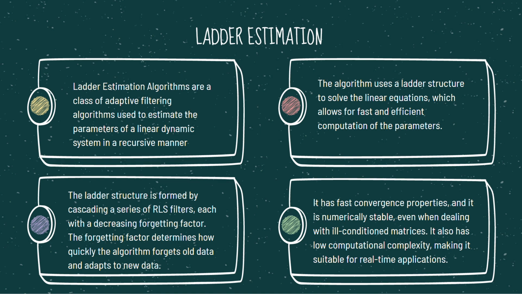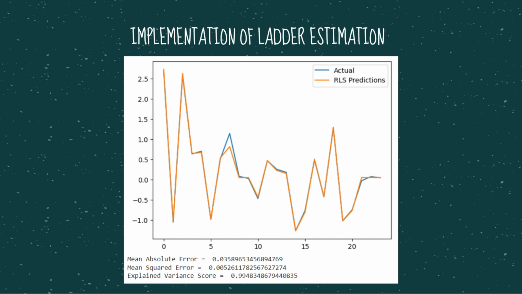Let's have a look at the ladder estimation algorithm on recursive least squares. Ladder estimation algorithms are a class of adaptive filtering algorithms used to estimate the parameters of a linear dynamic system in a recursive manner. The algorithm uses a ladder structure to solve the linear equations, which allows for fast and efficient computation of the parameters. The ladder structure is formed by cascading a series of RLS filters, each with a decreasing forgetting factor. The forgetting factor determines how quickly the algorithm forgets old data and adapts to new data. It has fast convergence properties and it is numerically stable even when dealing with ill-conditioned matrices. It also has low computational complexity, making it suitable for real-time applications. Implementation of ladder estimation.